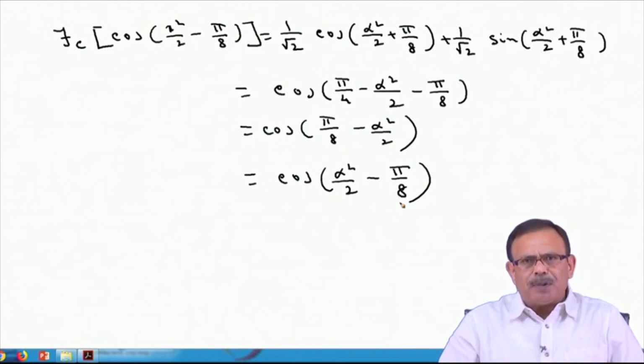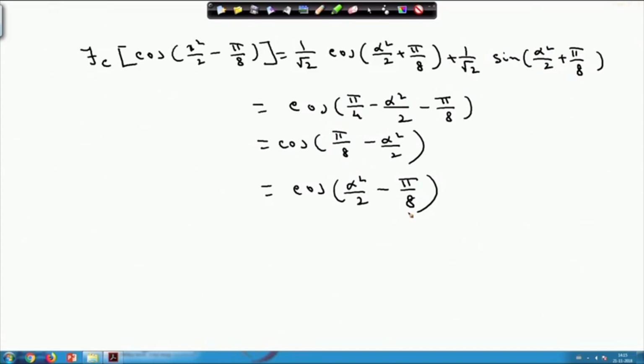I did the problem purposefully because I wanted to show you one thing: if I do it directly using the integration, how much time it takes, how much effort I have to give, and how many difficult integrations I have to evaluate. Whereas if I use the properties and the Fourier transform of known functions, very easily I can find the Fourier transform or Fourier cosine transform of complex functions. So, these are the usefulness of using the properties of the Fourier transform to evaluate the Fourier transform of a function. Thank you.